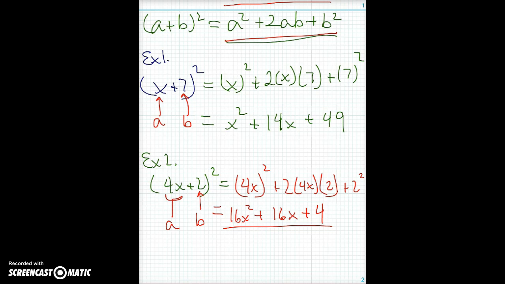Now, I encourage you to go ahead and look at the problems under example 1 on your worksheet, and go ahead and try those problems, and then check your solutions. The answers are provided to all those problems, so make sure you check your answers when you are finished.